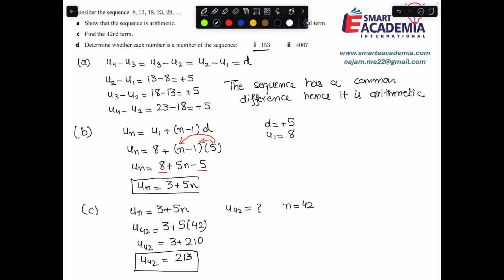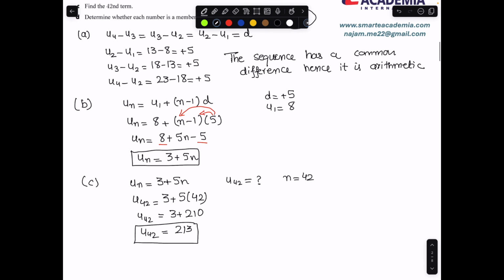In the D part now, it asks you whether each term is a member of the sequence, which means we have to check whether 153 and 4067 are part of this arithmetic sequence. Now, in this part as well, we can use our general formula and try to find which term it is. And we know that our term number must end up a whole number, because you cannot have a 1.5th term or a 1.3th term. It must be an integer. If your n turns out to be an integer by putting these things into our general equation, then this is part of the sequence, else it's not. Let's see how this works.